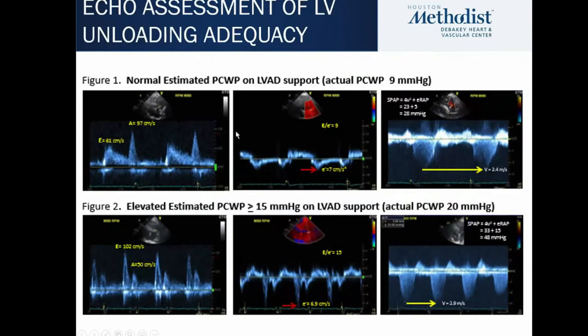So this is somebody with normal pulmonary capillary wedge pressure on LVAD support, with the actual pulmonary capillary wedge pressure of approximately 9. As you can see, the E to A ratio and the E to E prime were less than 15. And this is somebody who had elevated pulmonary capillary wedge pressure greater than 15, where you can see that the E to A ratio is high and the E to E prime is 15 with the PA systolic pressure that is high.